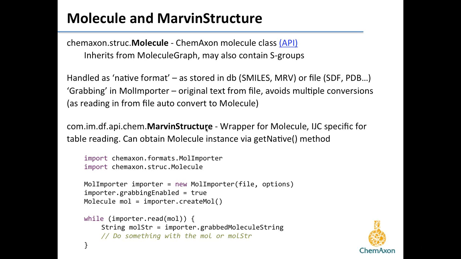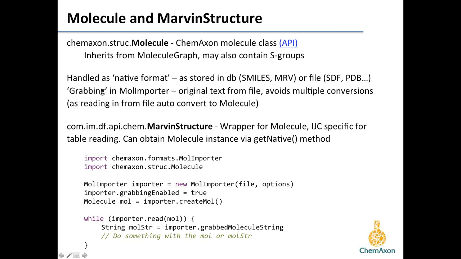When you are dealing with Instant JChem, it has a wrapper called a MarvinStructure. Molecules coming out of Instant JChem tables are going to be a MarvinStructure, which is just a handler for the molecule itself. Therefore, if we want to use any of the chemical structures out of an Instant JChem table, we have to effectively convert a MarvinStructure back to a molecule object. And we do this by getting the native structure. And the native structure is, again, basically something that a molecule can understand: SMILES, PDB, SDF, etc.